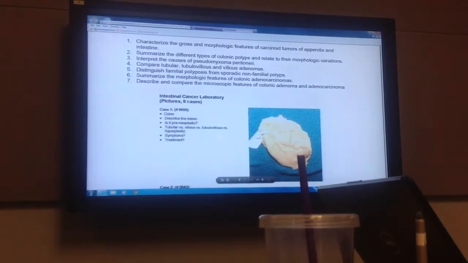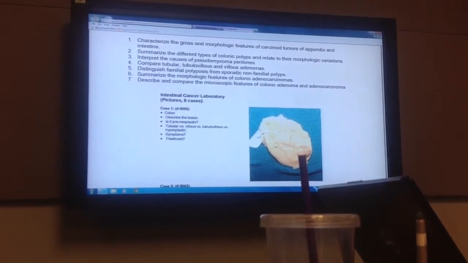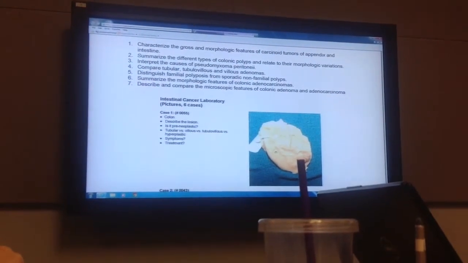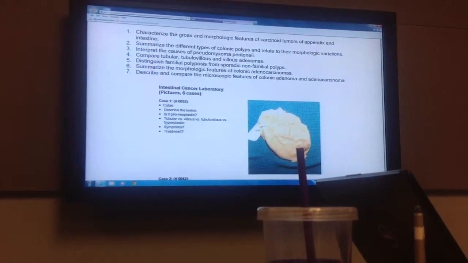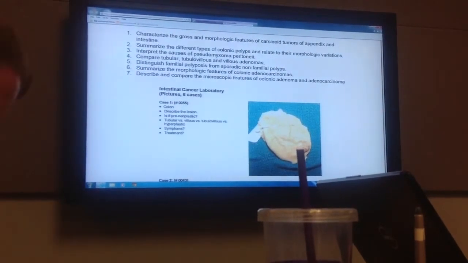So what kind of a polyp could this be? What are our options? What's a colon polyp? What's the most common polyp in the colon? Right, a tubular adenoma, I heard it. So we would say that this one is at least low-grade dysplasia, right?